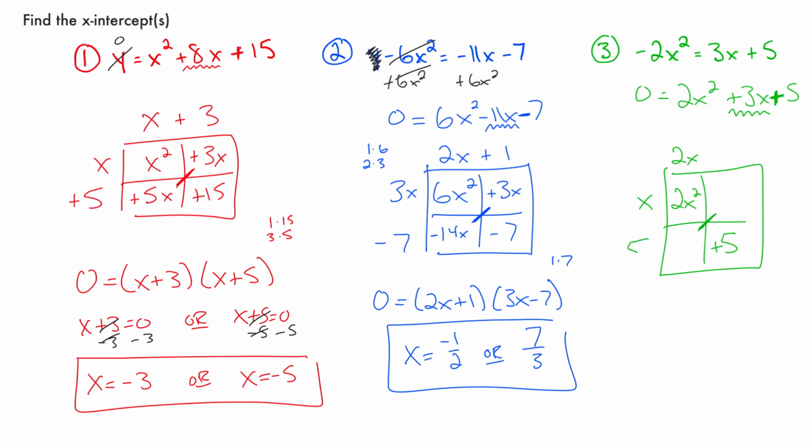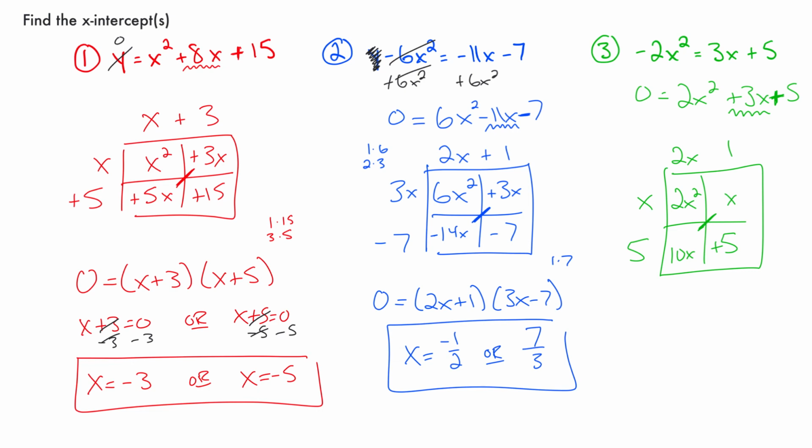Let's try putting the 5 here and the 1 here. That gives me a 1x and a 10x. Those don't add together to get me 3. Did I make a mistake? Did I type it out wrong? Did I forget a negative? Oh no, whatever shall I do?